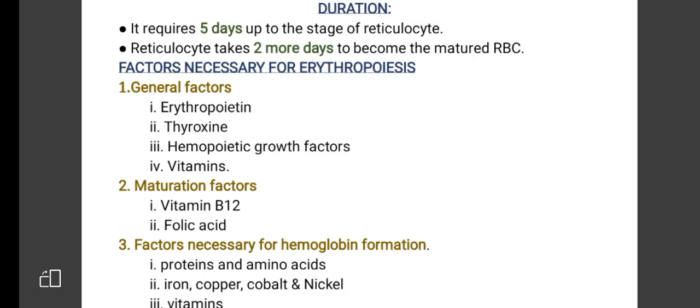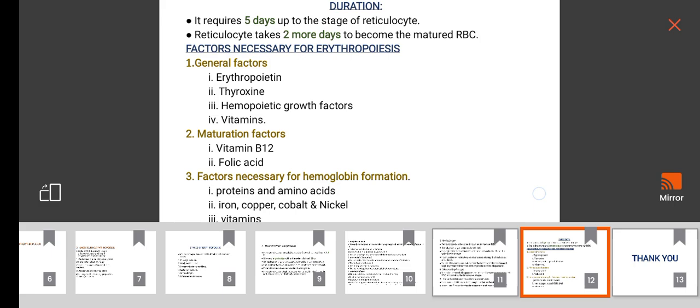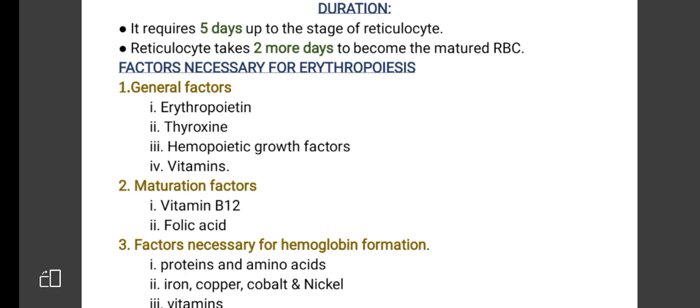Now we will see about the factors necessary for erythropoiesis. First one is general factors, which include the erythropoietin hormone, thyroxine hormone, hematopoietic growth factors, and the vitamins. Second one is maturation factors, which include vitamin B12 and folic acid. And the last one is factors necessary for hemoglobin formation: proteins and amino acids, minerals like iron, copper, cobalt, nickel, etc., and the vitamins.